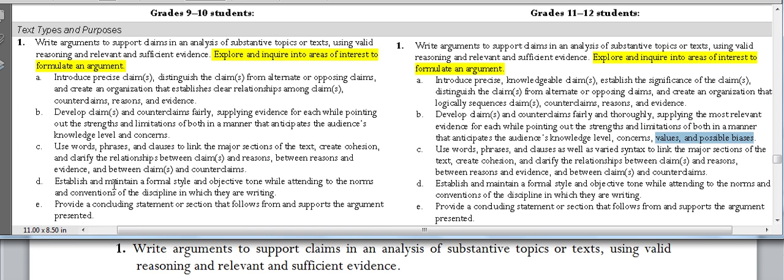In D, in the 8th grade, students were to establish and maintain a formal style. When they move into high school, they have to further have an objective tone while attending to the norms and conventions of the discipline in which they are writing. So the students need to be much more aware of the situations in which they are writing and how these affect the way that they write.